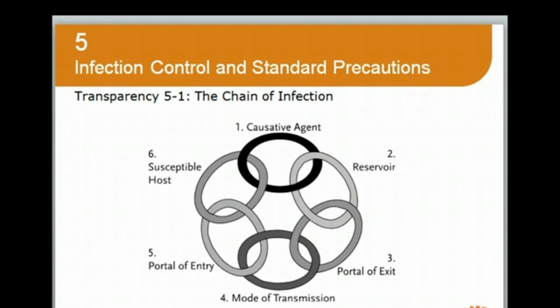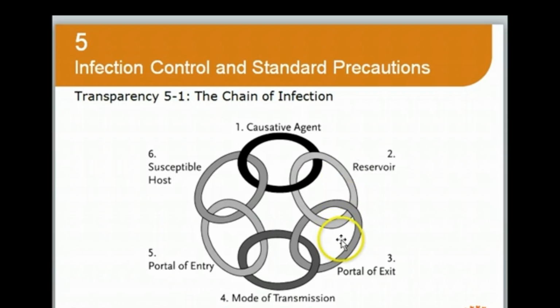So when we think about infection, there's what we refer to as the chain of infection. This is 6 points or 6 links in a chain. You can see here we begin with the causative agent. This would be a pathogen, any kind of microorganism that can cause infection. So let's say we have a causative agent here. It needs a reservoir, a place that it can continue to live and reproduce.